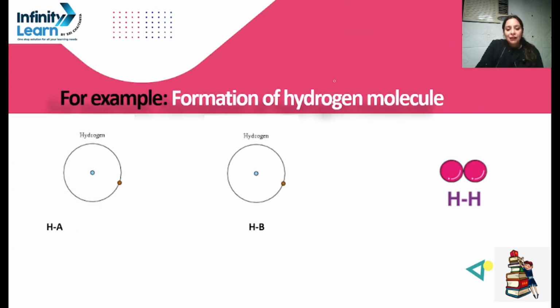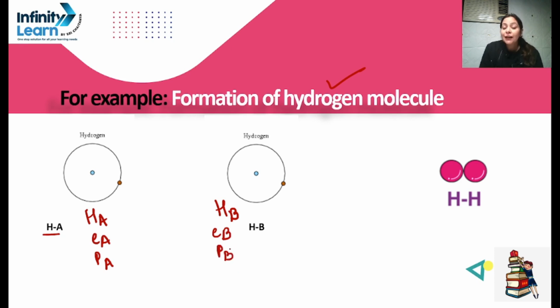Now let's see the formation of a hydrogen molecule. So for example, I have two hydrogen atoms here. One is HA and let's take another as HB. We know that hydrogen has one electron and one proton in it. Let's say these are the electron and proton of this hydrogen HA. Let's take it for HB also. Let's say that the electron of HB is EB and the proton of this second one is PB.